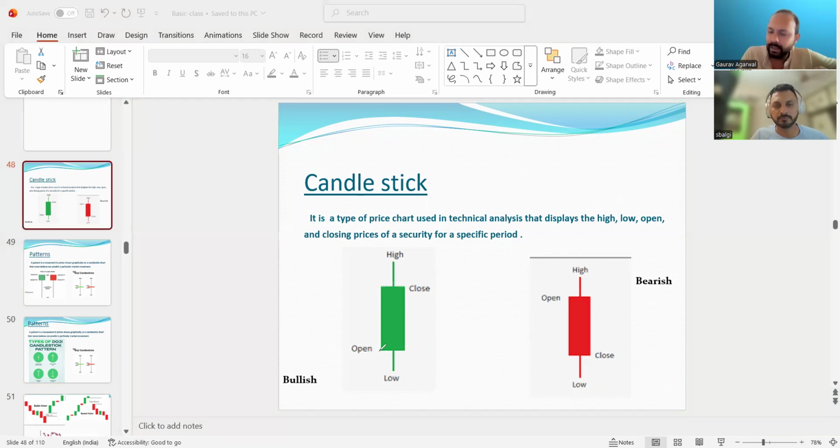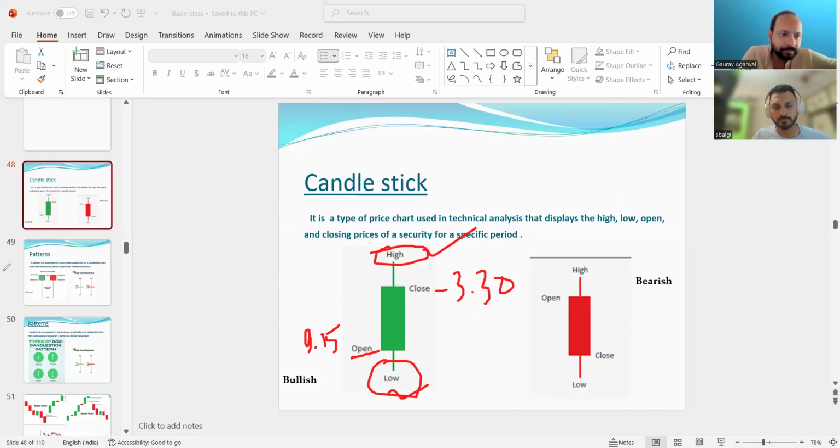The market opens at 9:15, so this price will be counted as the open price. The close price is counted at 3:30. Apart from that, during the day, the highest price and the lowest price will keep changing. At the end, whatever the highest price and lowest price of the day, they will record it so that we can use it for future purpose. Same thing in a bearish candle: open, high, low, and close.